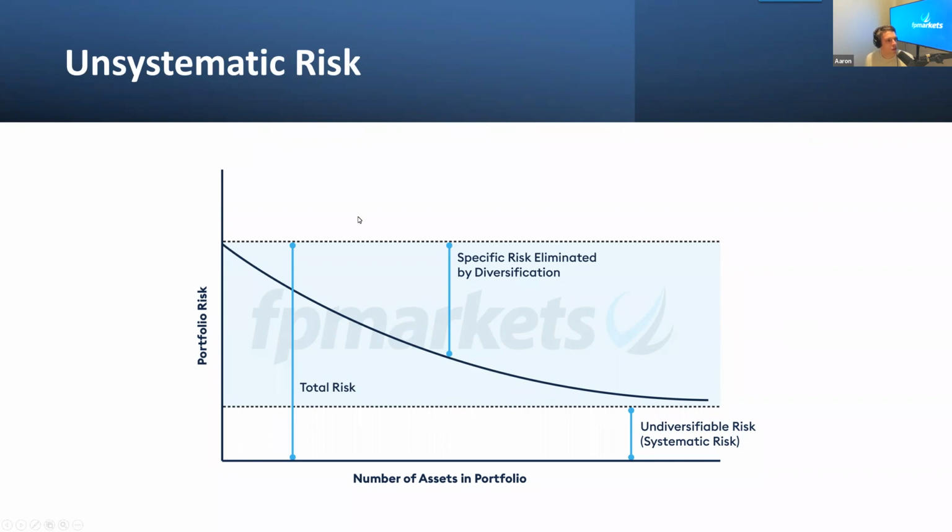Now, here you can see an image, and this image really does a good job of explaining unsystematic risk. As you can see, we have portfolio risk on the y-axis, and on the x-axis we have the number of assets in the portfolio. Portfolio risk, what I'm referring to here, is the standard deviation, and the number of assets is, of course, the number of assets in one's portfolio. So a negatively sloping line reflects the relationship here between your portfolio risk and the number of assets in one's portfolio.